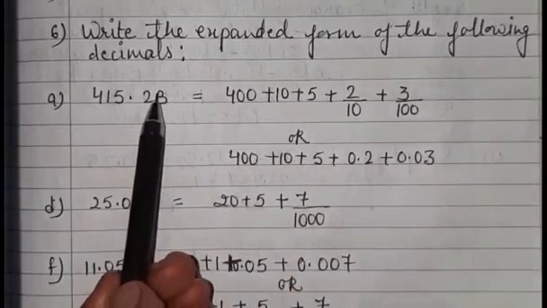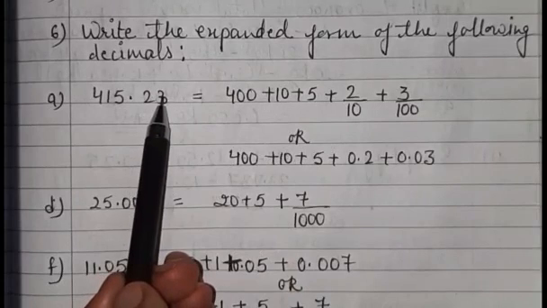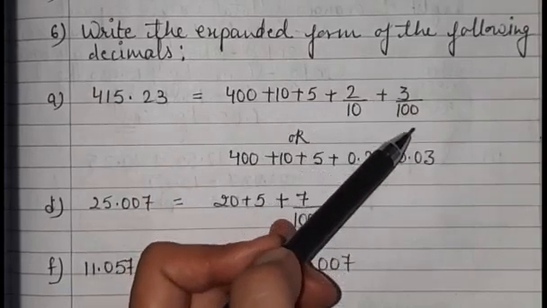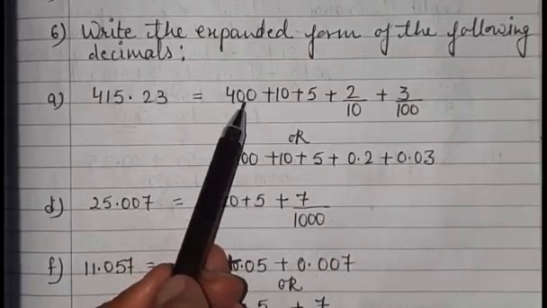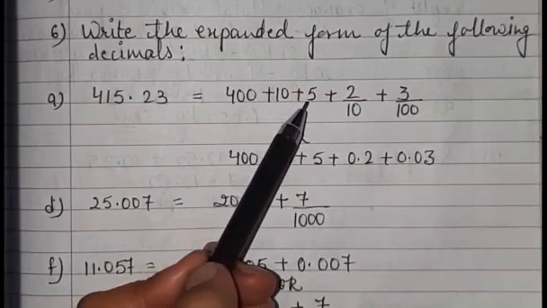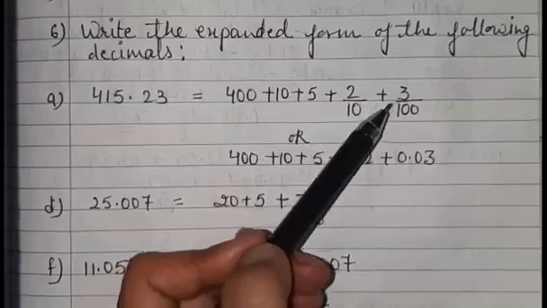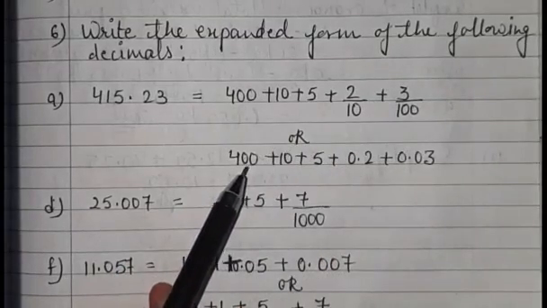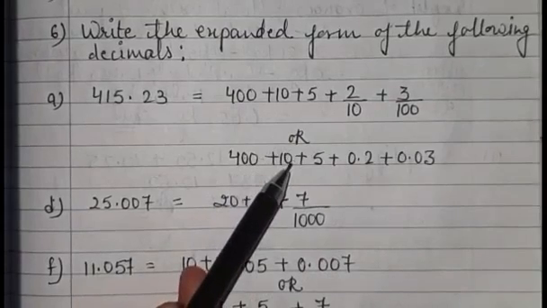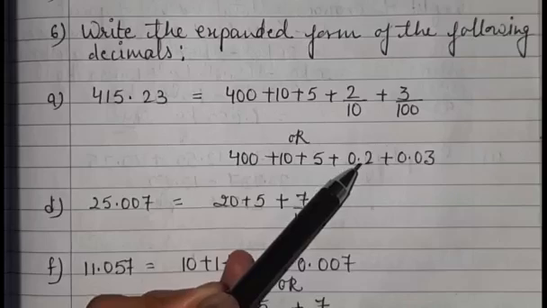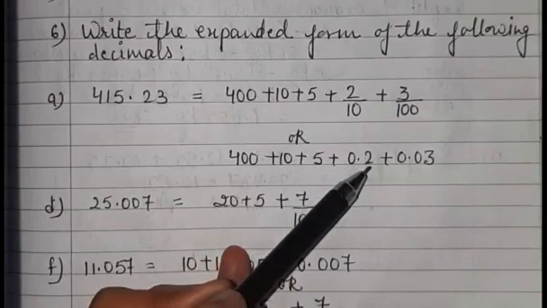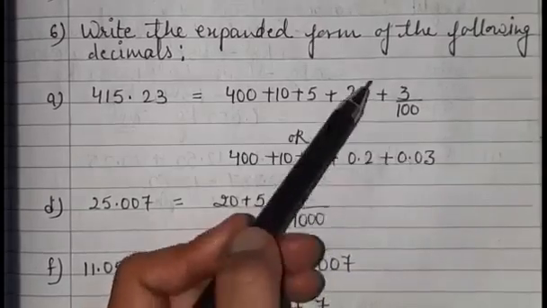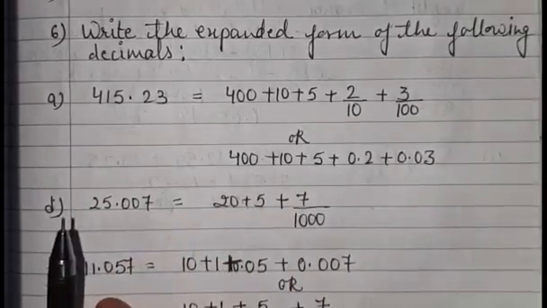Plus 3 is at hundredths place. So we will write as plus 3 by 100. So answer is 400 plus 10 plus 5 plus 2 by 10 plus 3 by 100. Or we can convert like this also, 400 plus 10 plus 5 plus 0.2 plus 0.03. Right? Any type you can give your answer in the exam.